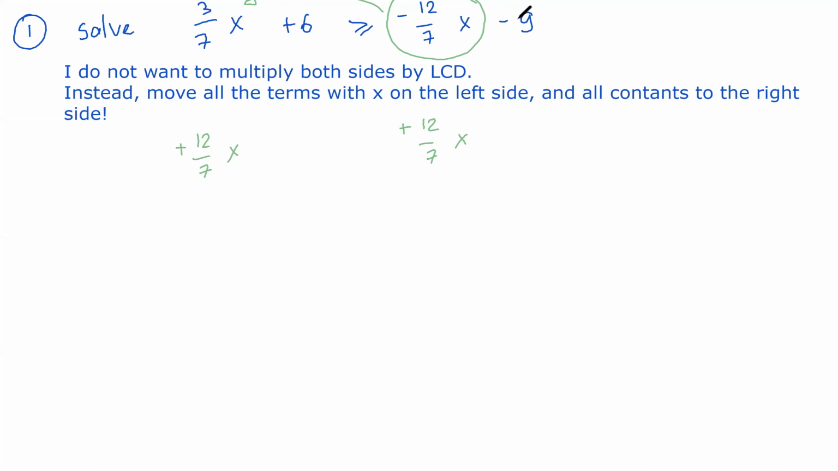Now, as for the constants, I'll move this 6 to the other side. So I will do minus 6 and then minus 6. What I'm asking you to do now is please do it. Okay, do it in your notebooks. We want to see what you are getting. I'm trying to draw this arrow and it doesn't want to be drawn, right? So I want you to try it and see what you are getting. Okay, I'll give you a couple of minutes to do that.